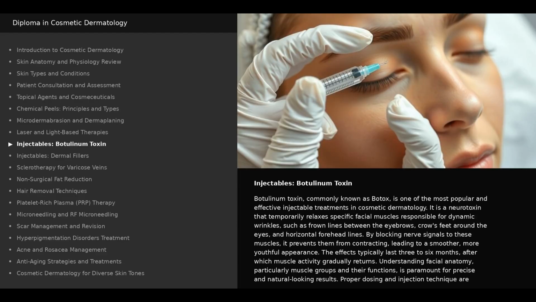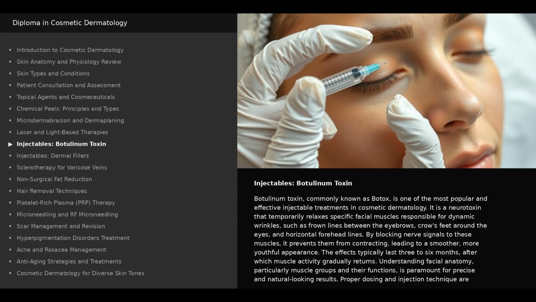Injectables. Botulinum toxin. Botulinum toxin, commonly known as Botox, is one of the most popular and effective injectable treatments in cosmetic dermatology. It is a neurotoxin that temporarily relaxes specific facial muscles responsible for dynamic wrinkles, such as frown lines between the eyebrows, crow's feet around the eyes, and horizontal forehead lines. By blocking nerve signals to these muscles, it prevents them from contracting, leading to a smoother, more youthful appearance.